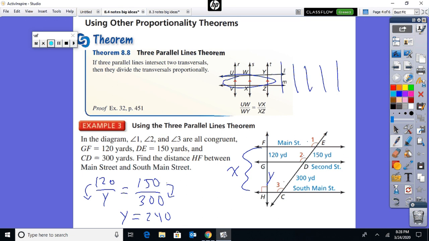And so if y is 240, then the entire length of hf would simply be 120 plus 240, or 360, oops, again with the sloppy equal sign, and I'm in yards here if you're keeping score at home.